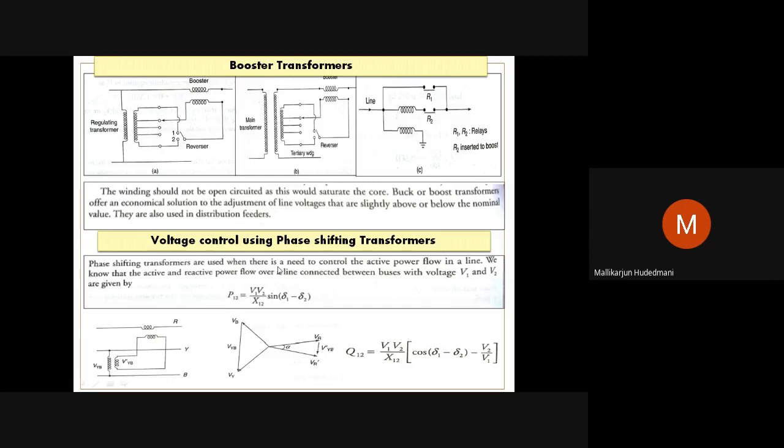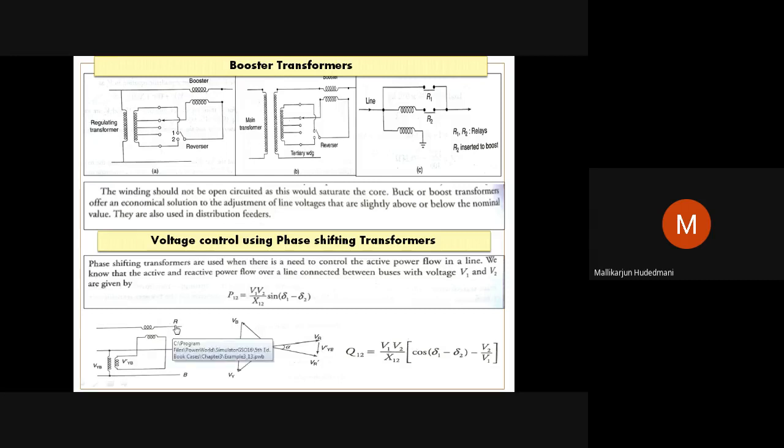Similarly, what is that reactive power transfer among those two buses? How is that dependent? It is given by another equation, Q12. Q12 is given by V1 V2 by X12 as usual, and the sign changes to cosine: cosine of delta 1 minus delta 2 minus the ratio of V2 by V1. This becomes Q12, the reactive power transfer from bus 1 to bus 2. This is what theoretically we must be knowing. Now let us come to compensation, shifting in phase, where it is being done.